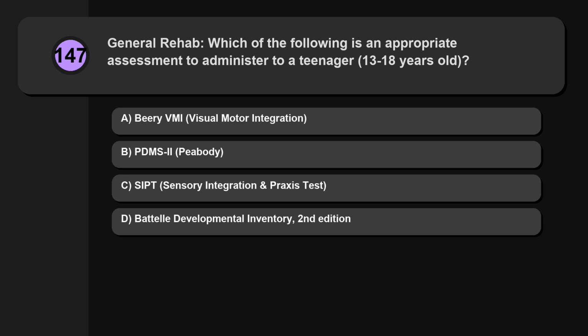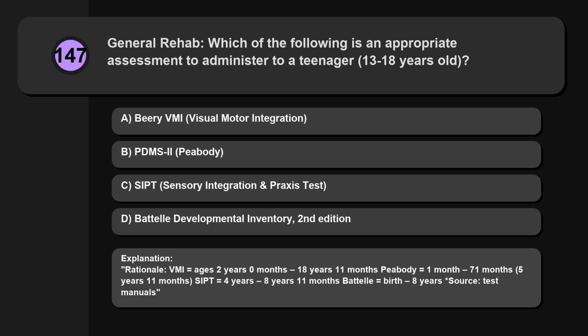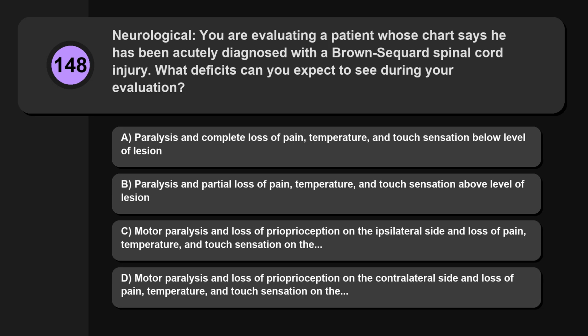Question 147. General rehab. Which of the following is an appropriate assessment to administer to a teenager, 13 to 18 years old? Option A, Berry VMI, Visual Motor Integration. Option B, PDMSII, Peabody. Option C, SIPT, Sensory Integration and Praxis Test. Option D, Battelle Developmental Inventory, 2nd edition. The correct answer is option Nan. Rationale: VMI equals ages 2 years 0 months to 18 years 11 months, Peabody equals 1 month to 71 months, 5 years 11 months, SIPT equals 4 years to 8 years 11 months, Battelle equals birth to 8 years. Source, test manuals.